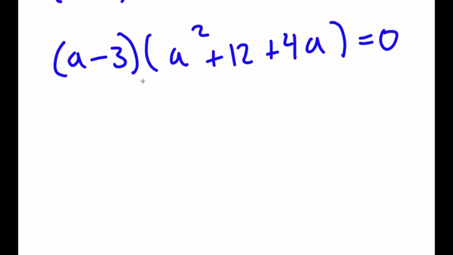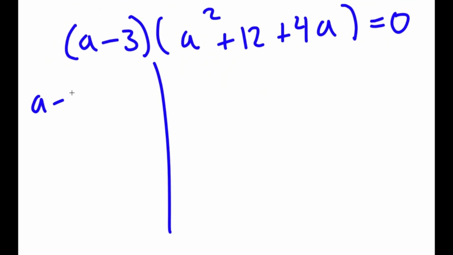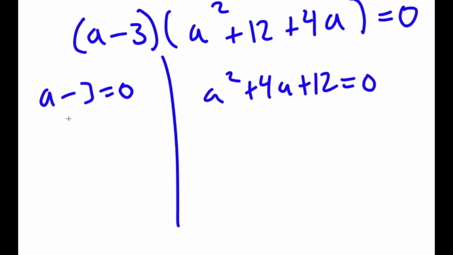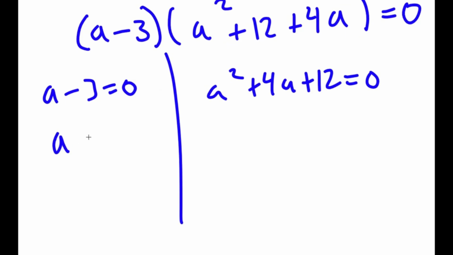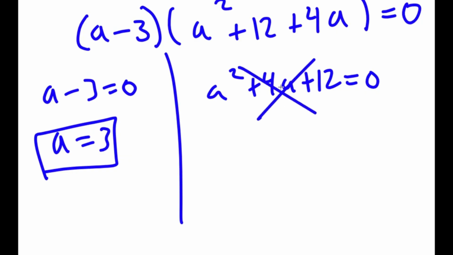So now this gives me two equations. I have a minus 3 is equal to 0, and I have a squared plus 4a plus 12 is equal to 0. So for a minus 3 equals 0, a obviously equals 3, so this is one solution of a. And for a squared plus 4a plus 12 equals 0, you have to use the quadratic formula to solve this, and I'm not going to waste your time by doing that. But if you do end up using it, you get that there is no solution because you get the square root of a negative number.